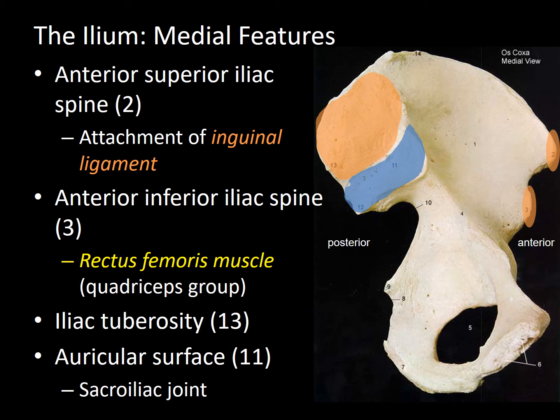That iliac tuberosity right behind it is simply a roughened portion that you can feel with your thumb. There's not really a particular function of that. It is just basically posterior to that sacroiliac joint.